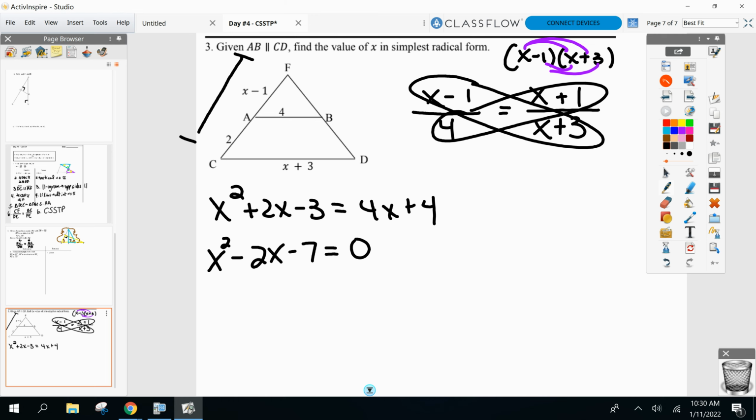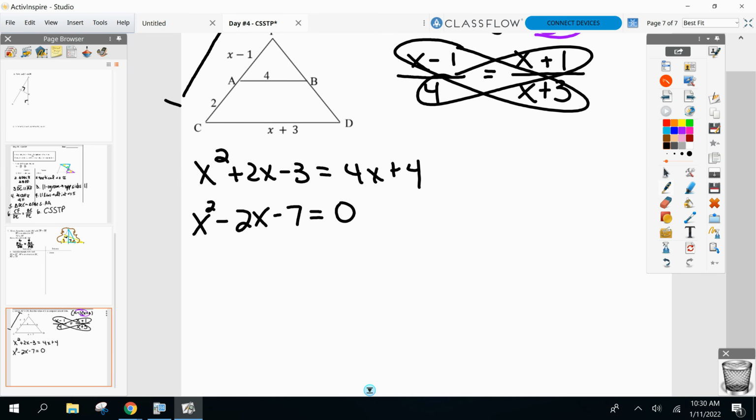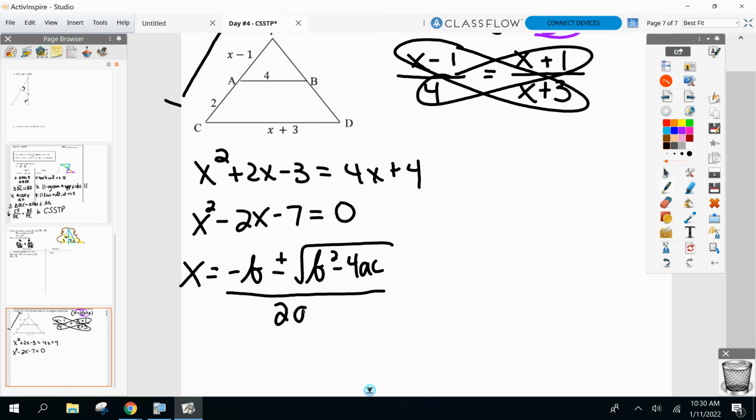So let's go back to day 1 and day 2. If it can't be factored, yes, I need to use the quadratic formula to solve for x. I will give that to you on Thursday's quiz. Here it is again: negative b plus or minus the square root of b squared minus 4ac, all over 2a. I'll give that to you on Thursday. No need to memorize it.